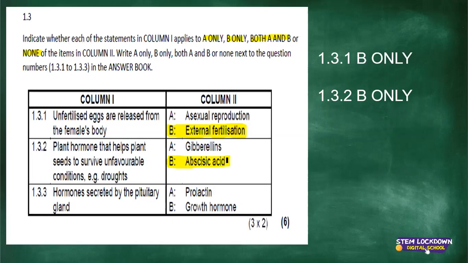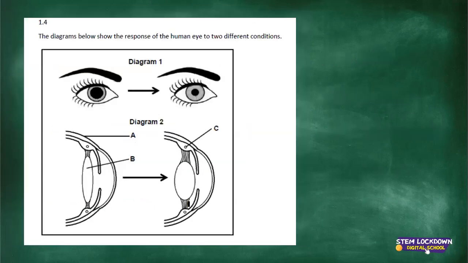1.3.3, hormones secreted by the pituitary gland. Which hormone is secreted by the pituitary gland? Is it prolactin or is it the growth hormone? Remember, the pituitary gland is also called the master gland, in that it's involved in the processes of other glands. So it secretes quite a lot of hormones. And in this case, the ones given here, it secretes both of them. So it secretes both the prolactin and the growth hormone. So question 1.3, we are done.